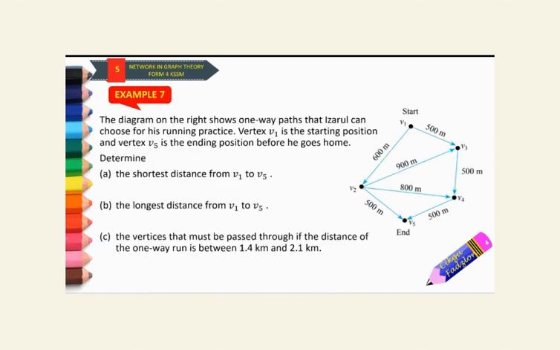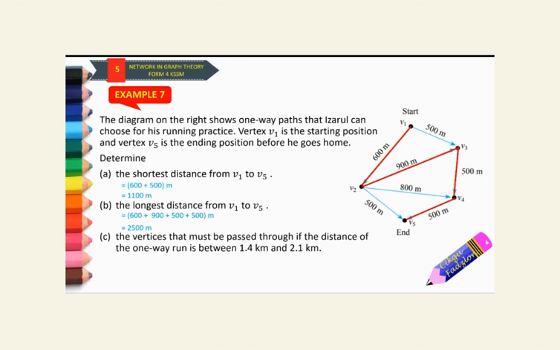All right, let us look at example 7. The diagram on the right shows one-way path that Izaro can choose for his running practice. Vertex V1 is the starting position, and vertex V5 is the ending position before he goes home. Determine the shortest distance from V1 to V5. So the answer equals 1,100 meters, and the longest distance from V1 to V5 equals 2,500 meters.